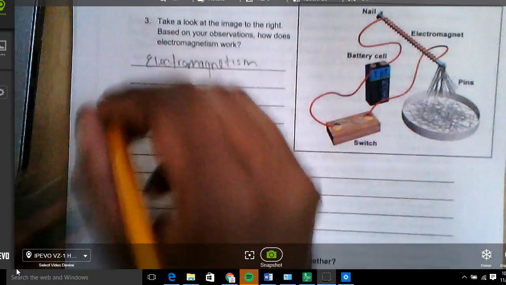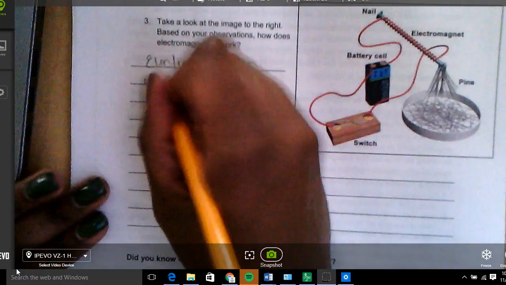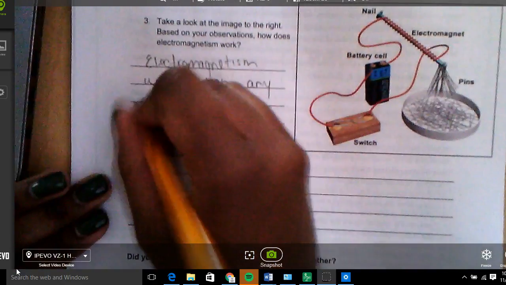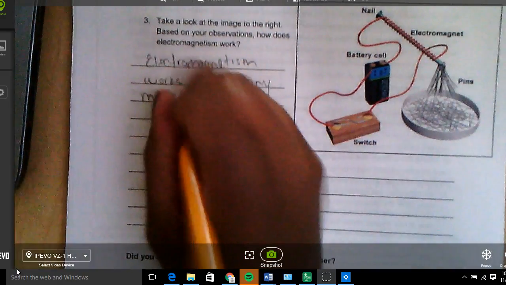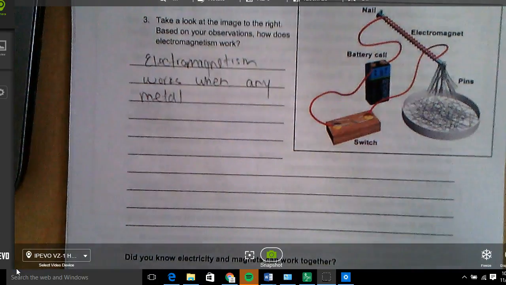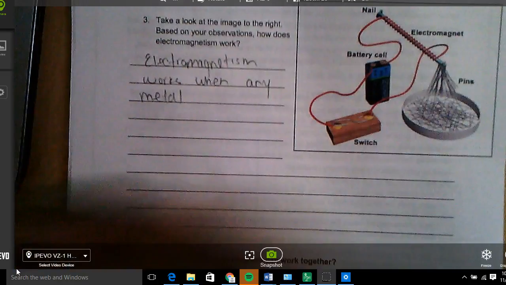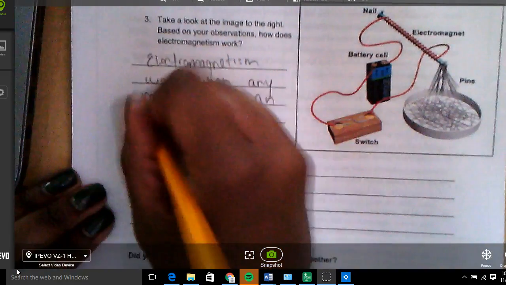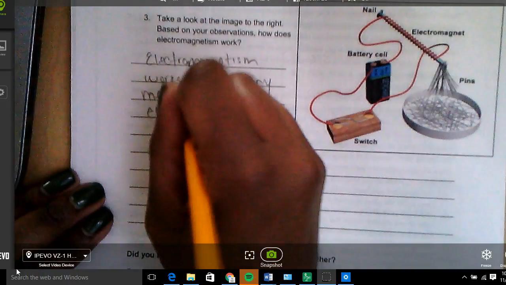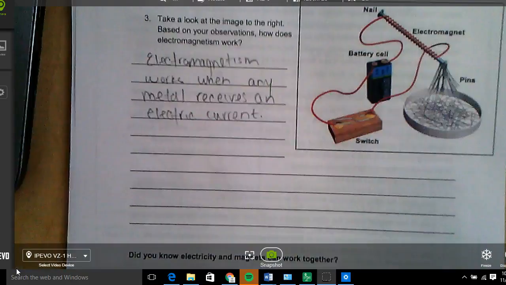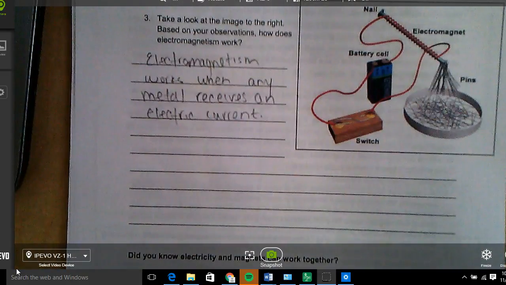Hold on, pause it. Electromagnetism is beautiful. Electromagnetism works when any metal, you said it's powered by electricity. I'm going to tweak that just a little bit and say when any metal receives an electric current that runs through it, okay? And then once it receives that electric current, what happens? Go ahead, Jose.